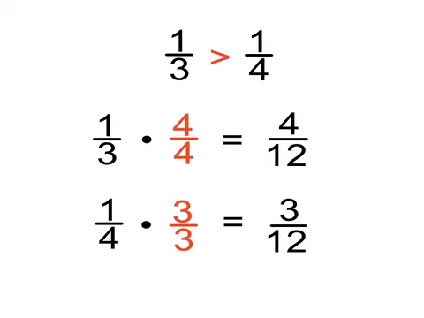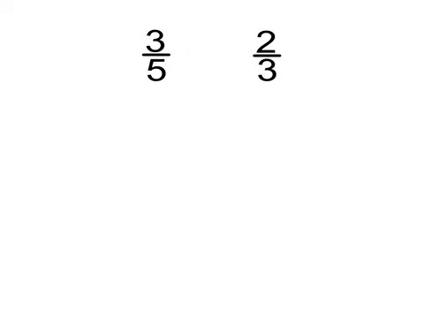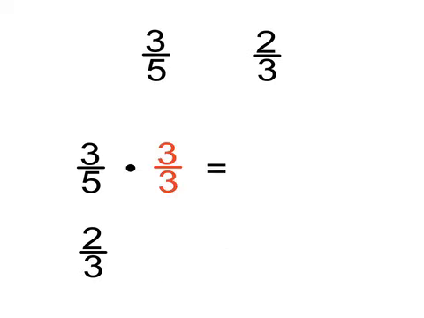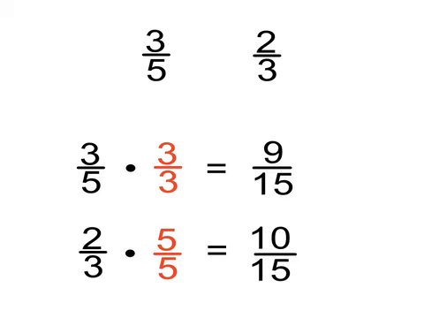Notice we multiplied both the numerator and the denominator of the 1/3 by 4, which was the denominator of the second fraction. And we multiplied the numerator and denominator of the 1/4 by 3, which was, of course, the denominator of the first fraction. Let's do that again. We have 3/5 and 2/3. We multiplied the 3/5 by 3/3 and the 2/3 by 5/5, and we get 9/15 and 10/15.